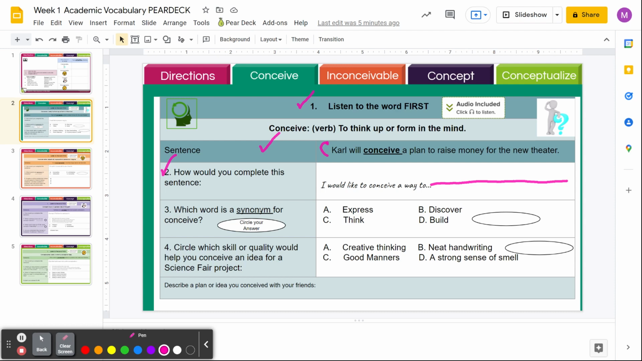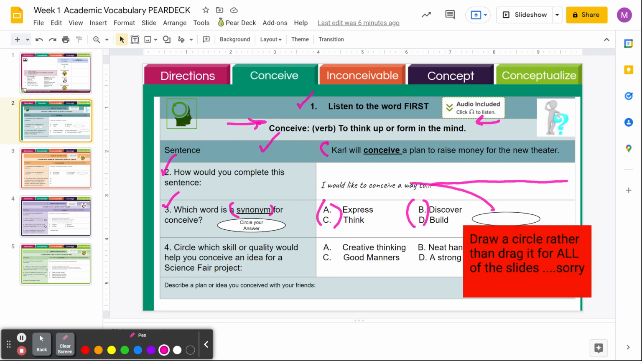After that, complete number 3. Which word is a synonym? There's that word again that we just looked at on the directions. A synonym is a word that is the same or similar to the definition that can be found right here. So choose which one of these words is a synonym or means the same thing as the definition that's right up here. Drag this circle over to whichever word you believe best represents a synonym.